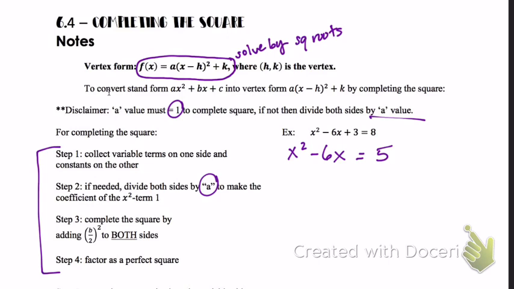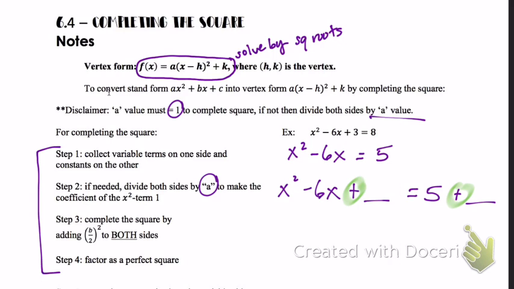The second thing you want to do is write your equation with a blank. So I have x squared minus 6x plus blank equals 5 plus blank. And yes, it's always going to be plus. That is a good question. These will always be plus.